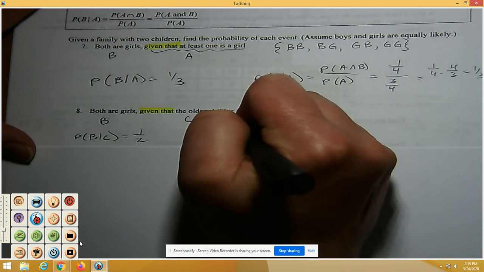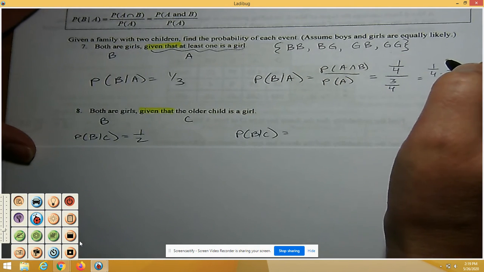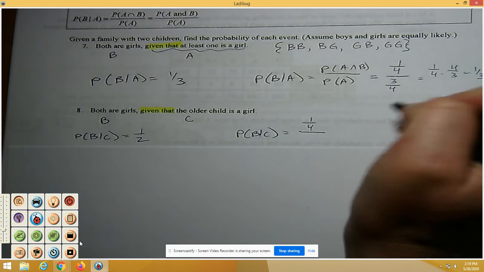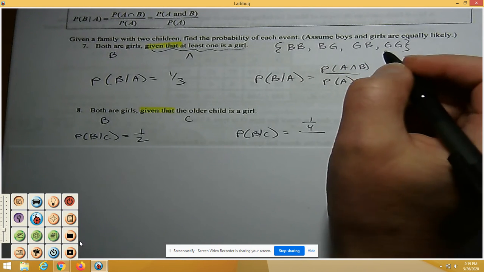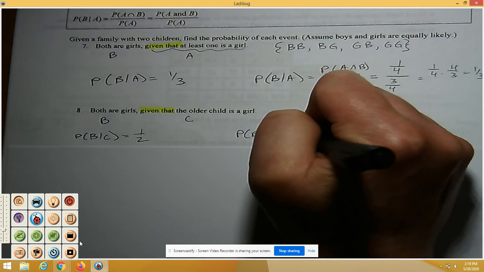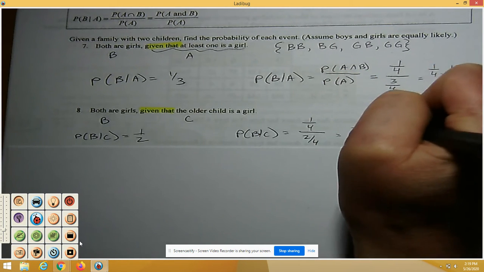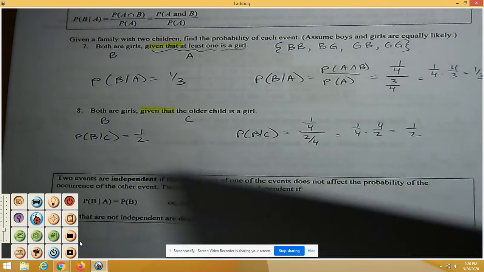If you want to use the formula, the probability that they are both girls and the older child is a girl is 1 out of 4. And then the probability that the older child is a girl is 2 out of 4, or 1/2. So you have 1/4 times 4/2. The 4's cancel, you get 1/2. So you're going to get 1/2 either way.